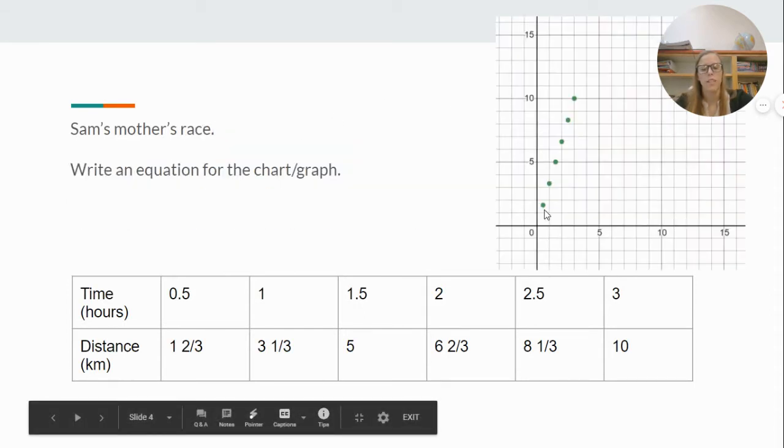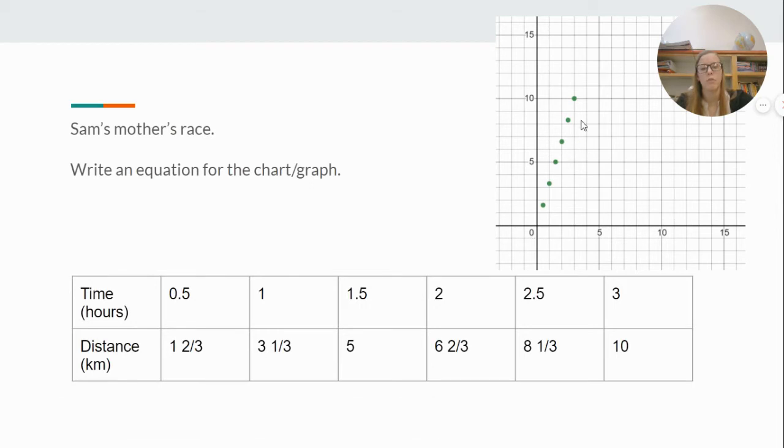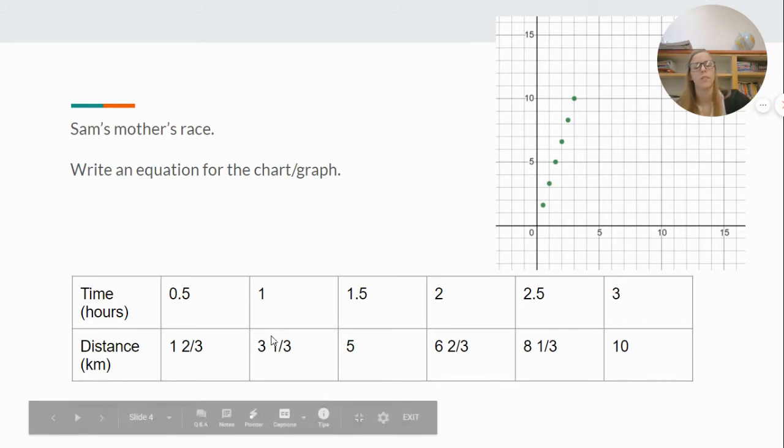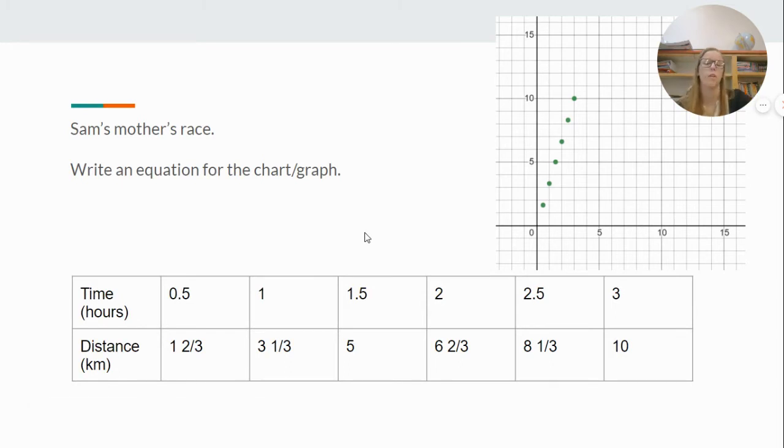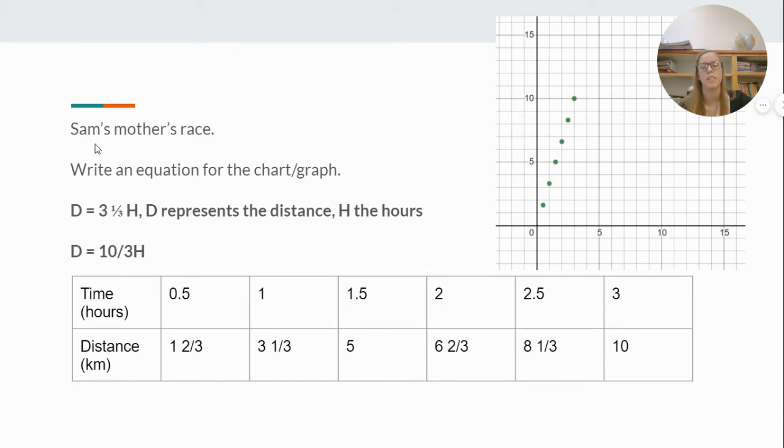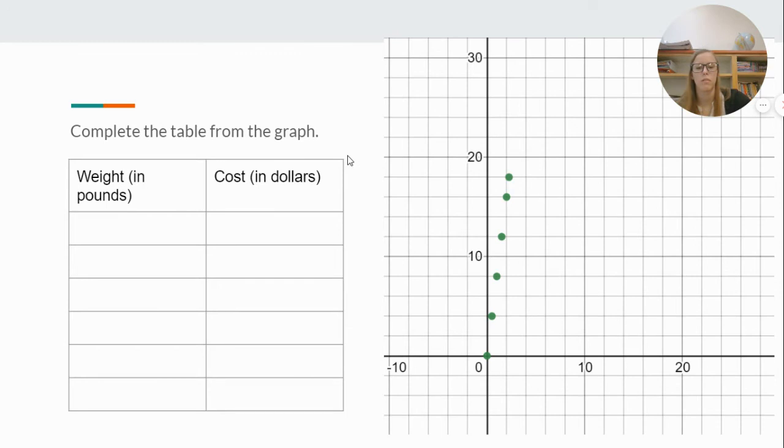So now we graphed it, and we're going to write an equation for the graph. So when we write equations, we almost always want it to be the unit rate, whatever is over 1 or under 1, okay? So this is what our graph equation might look like. D, which represents the distance, equals 3 1/3 times the hours, h. Or 10/3 times h equals distance. Okay? So complete the table from the graph.